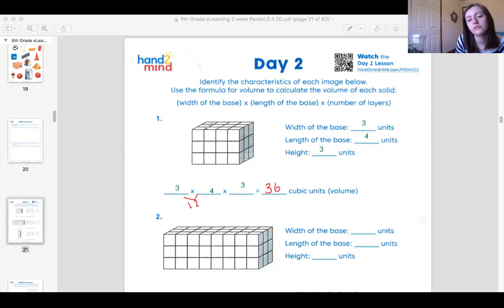And I could check that once again by going through and counting the number of individual cubes in my shape here. Because like I said, volume is the number of cubes that your 3-dimensional shape can hold, or the number of units it can hold.